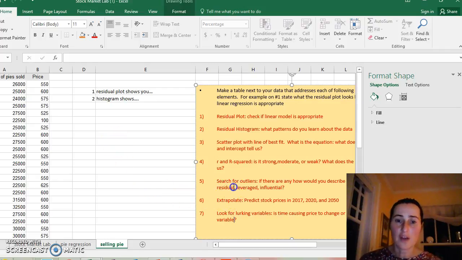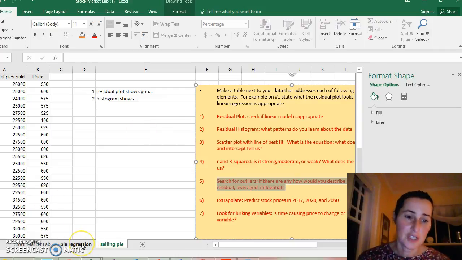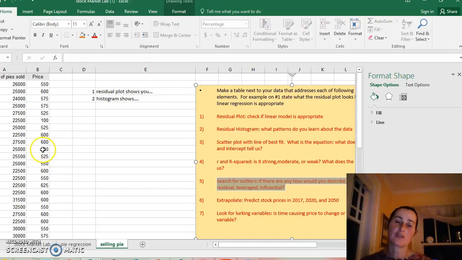One thing to note is on the outlier part, if you do have an outlier, I recommend that you copy your data, put it onto a new sheet, and run a regression analysis again and delete that one point and see if that changes your R squared and how that changes your equation, if it changes it dramatically, and talk about that. All right, I hope that is helpful. You're going to be doing these 7 things for the selling pie and then also for your stock market data. If you do not have your own stock market data, I have included some that you can use.